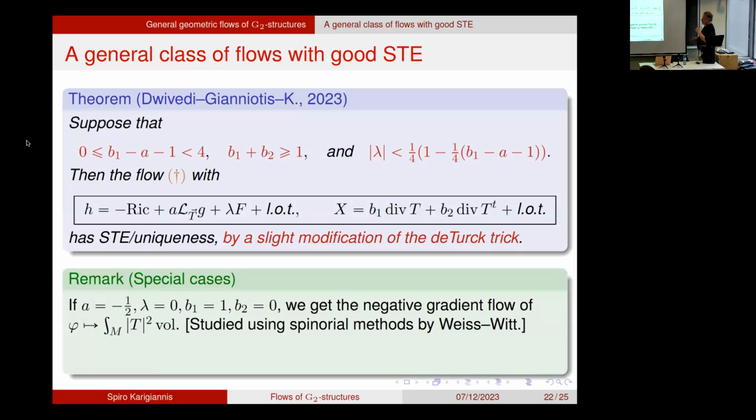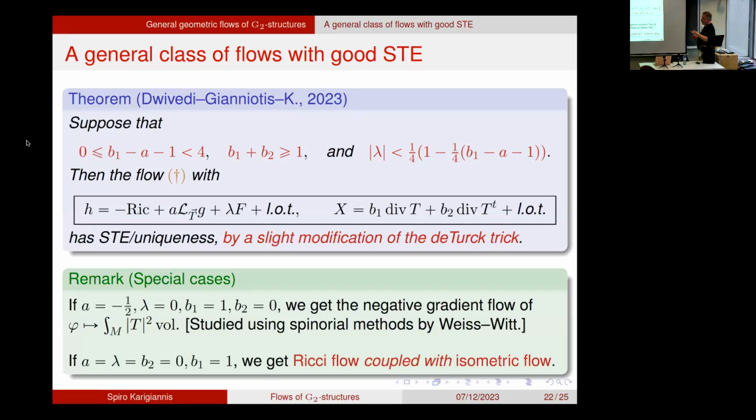If you take A to be -1/2, lambda is 0, B1 is 1, B2 is 0, you get the negative gradient flow of the L2 norm of the torsion. And this was originally studied using spinorial methods by Frederik Witt and Hartmut Weiss. And they had proved short-time existence and uniqueness for this, the negative gradient flow of this. So that's now a special case of this result. And if you take, this is the one I like more, if you take A and lambda and B2 to be 0, so we just take minus Ricci here, and B1 to just be 1, then what you're getting is that the metric is flowing by exactly Ricci flow plus lower order terms.